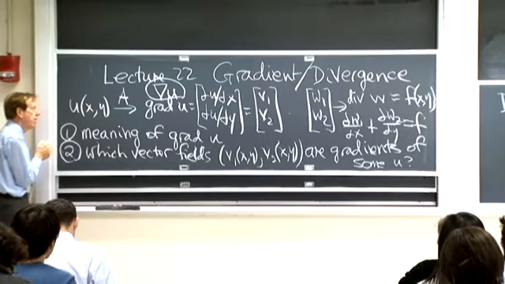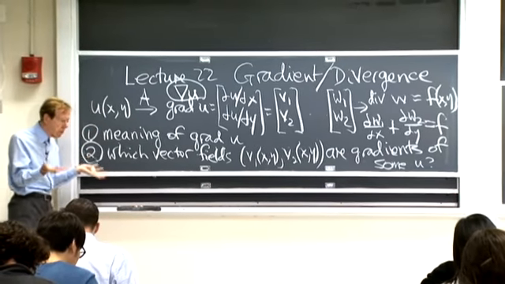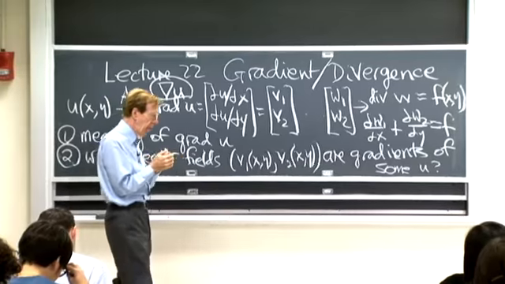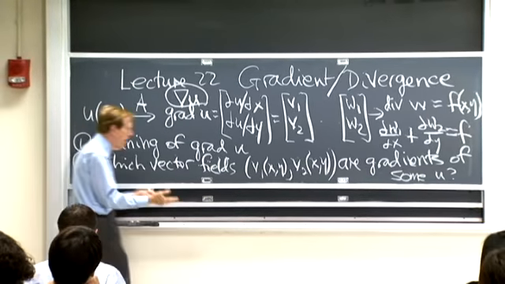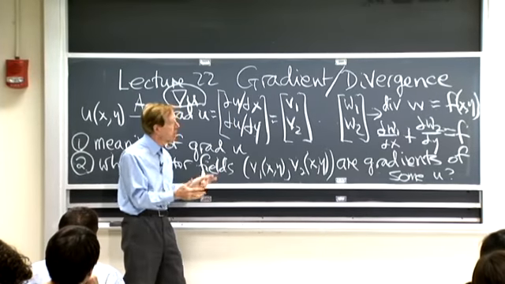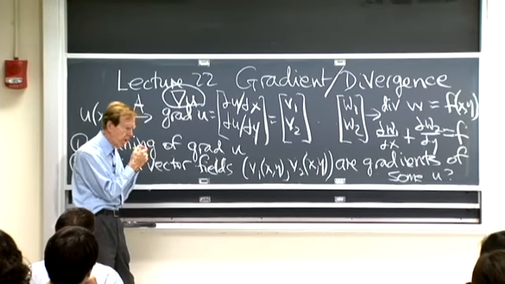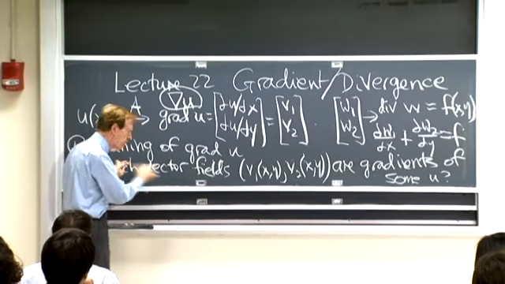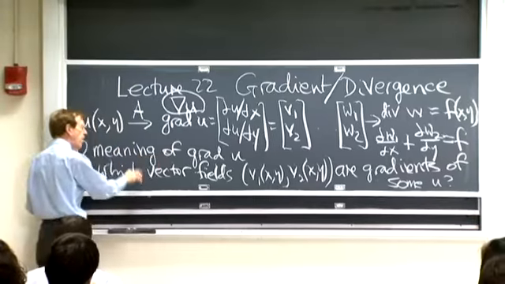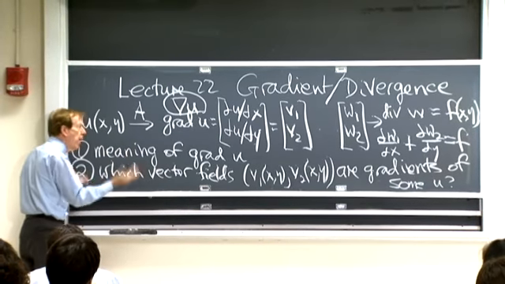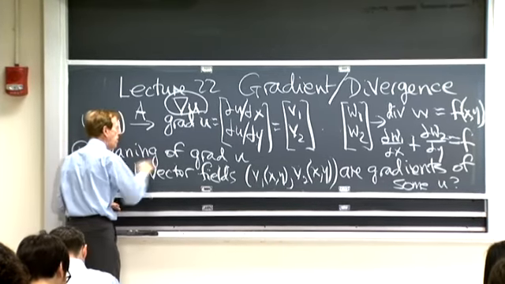First, what does it mean? If I have a function u, what does its gradient tell me? And then the second is kind of a backwards question. Suppose I have the v. Is it the gradient of some u? Okay, so there is one direction from u to v, and the second direction will be from v back to u when possible.